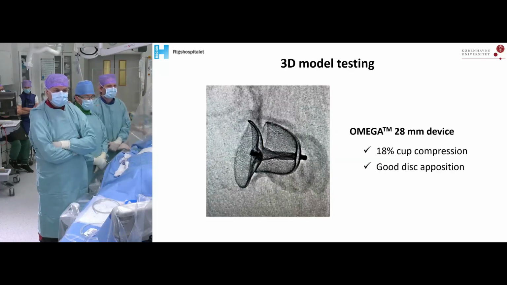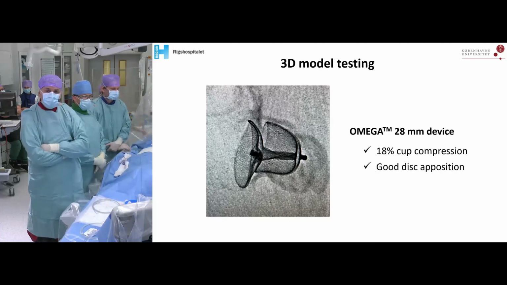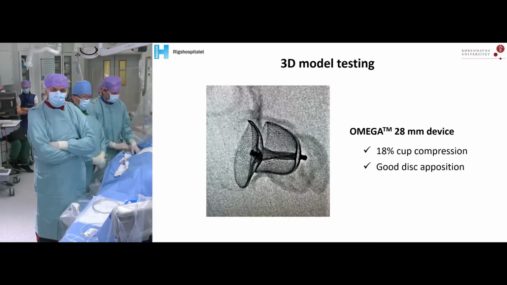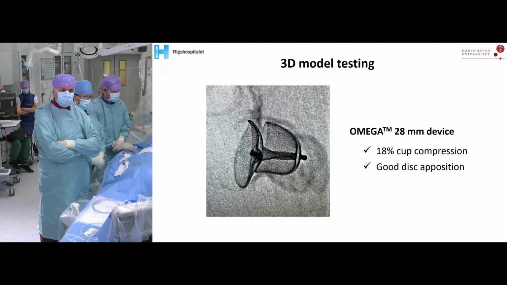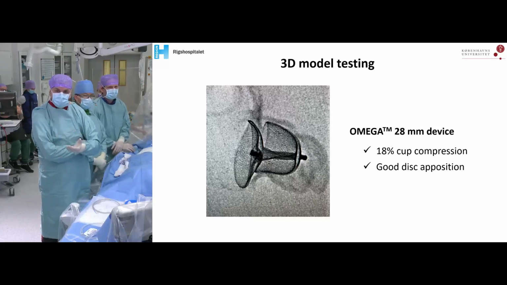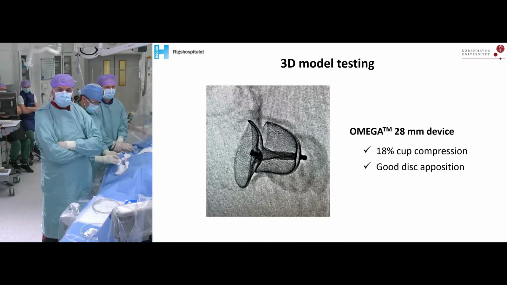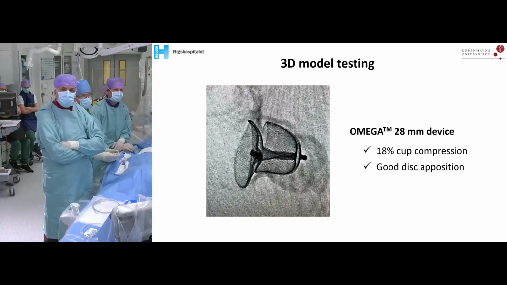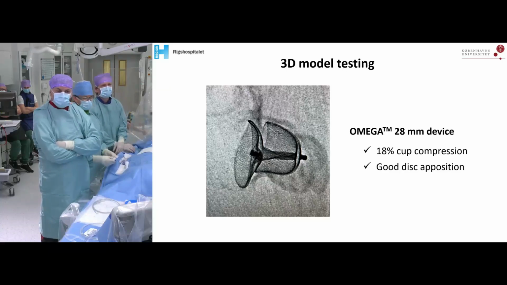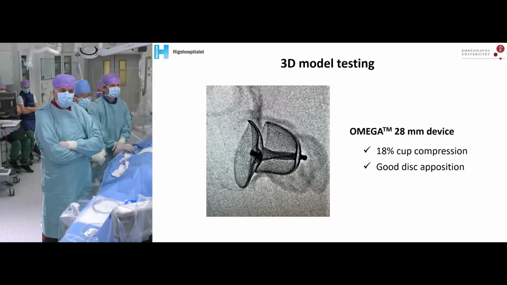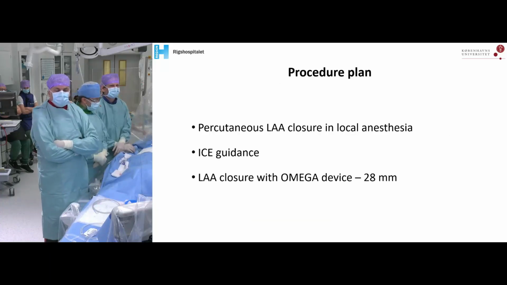Next slide. We're going to use the novel Omega device. It was approved last year in Europe, have CE marked. And we have, from the CT scan, created a 3D model of the appendage and tried different sizes of this Omega device and found that the 28 is very good with a compression rate of around 18%. So next slide.